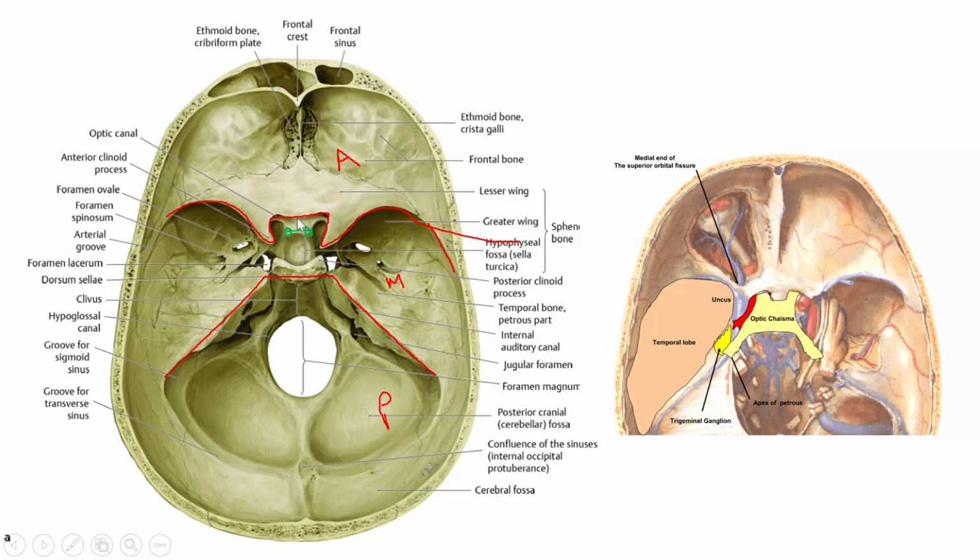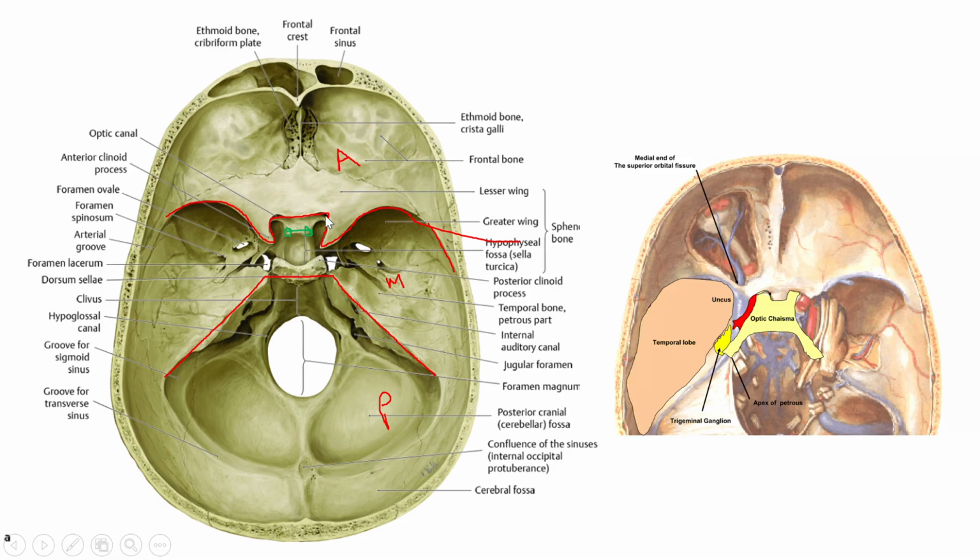So you see these three things, the tuberculum sellae, the hypophyseal fossa, and the dorsum sellae. These are forming the sella turcica. Okay, so this is the sella turcica. On either side it will be lodging the cavernous sinus.